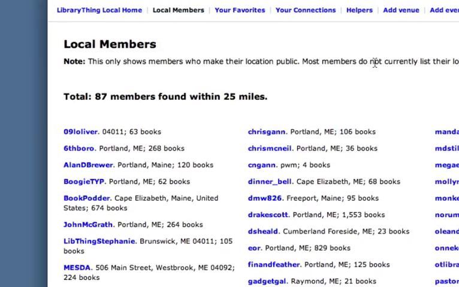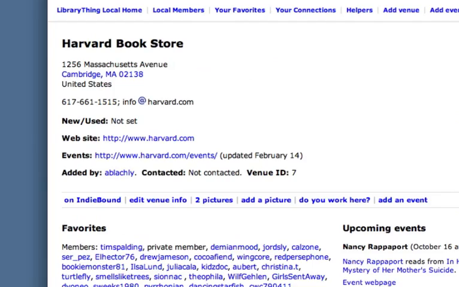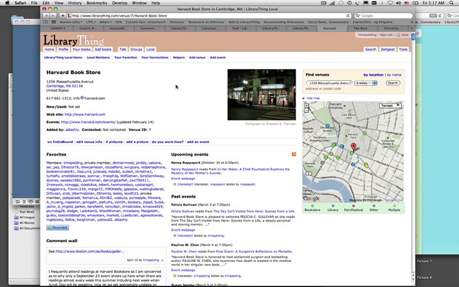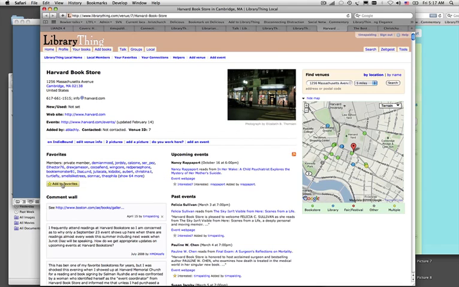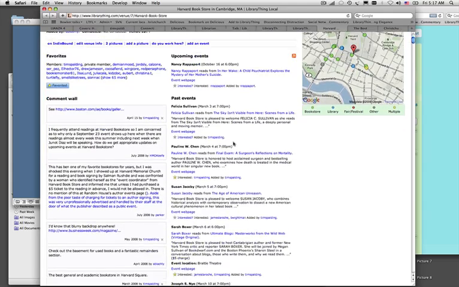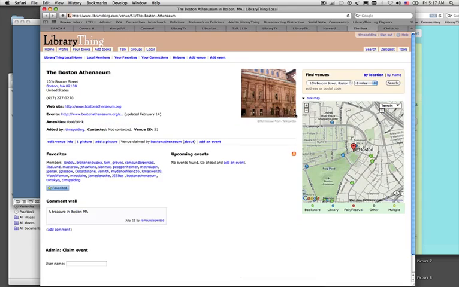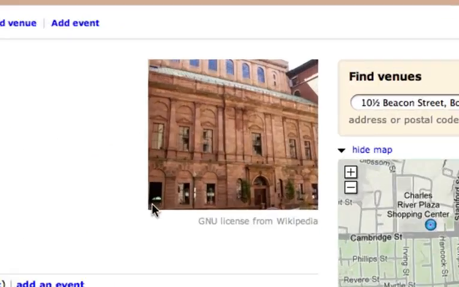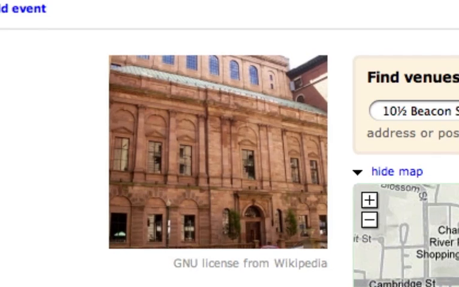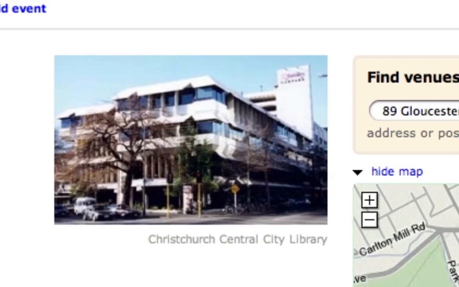Here's local members, so I can connect with people. Obviously, this is totally opt-in. Here's a favorite bookstore of mine, Harvard Bookstore in Cambridge, Massachusetts. You can favorite it, so I can find out all the other people who favorited it. There's 64 people. There's upcoming events at Harvard Bookstore. A whole system built around trying to bring people back from the web, this placeless web, and put them in the real world. Here's a library, my favorite library in the world, the Boston Athenaeum, largest private library in the United States. People who favorite that, those people are instantly my friends.